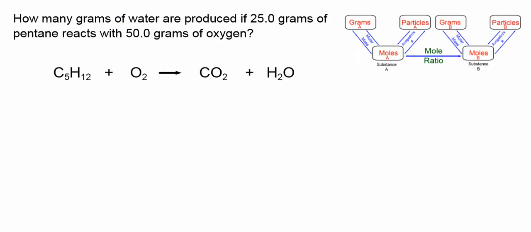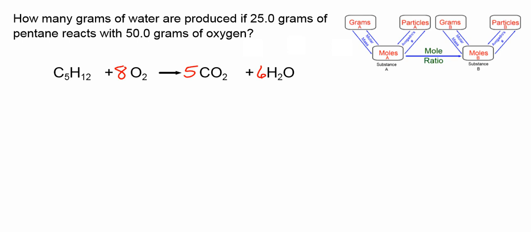It says, how many grams of water are produced if 25 grams of pentane reacts with 50 grams of oxygen? So again, let's balance our equation. I need 5 carbons. I need 12 total hydrogens. 5 times 2 plus 6, 16. So I would need 8 oxygens. So let's organize our information on this one.